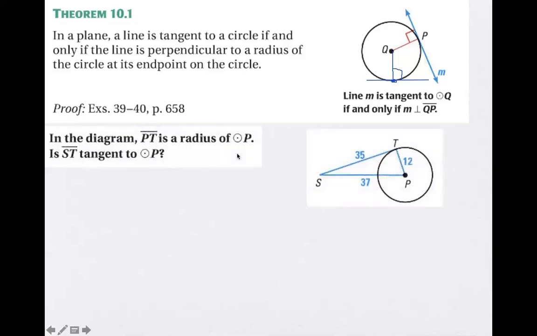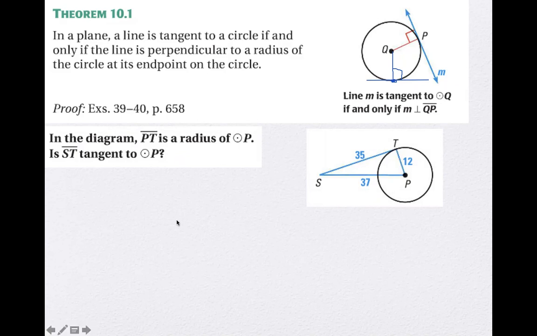Okay, so here's our first example. In the diagram, segment PT is a radius of circle P. Okay, I can see that. They wouldn't have to say that for me to know that. Is segment ST tangent to circle P?